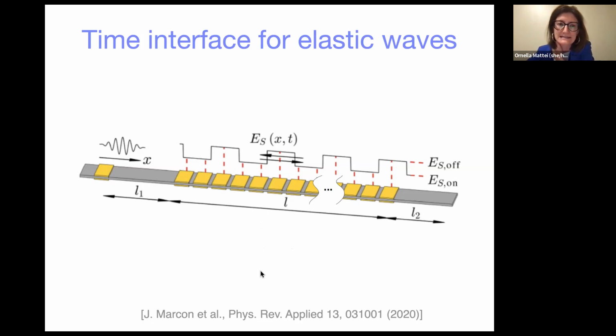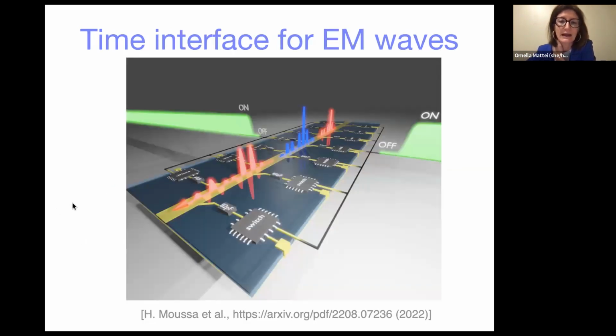Way more complicated is the realization of a time interface for electromagnetic waves, due to the nature of these waves. I think the only experiment up to now where they were able to observe a time interface for microwaves was done in the group of Andrea Alù a couple of months ago. This is an illustration of the experiment, where you have a transmission line with switches placed with a spacing that is way smaller than the wavelength of the wave.